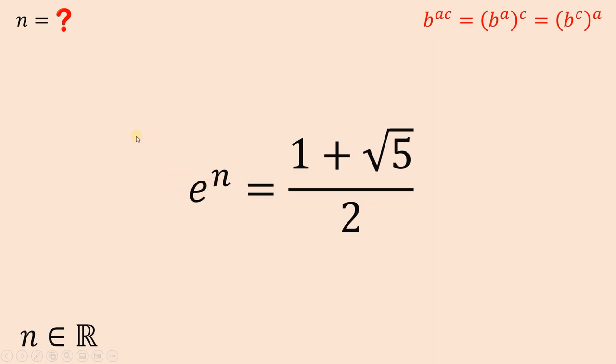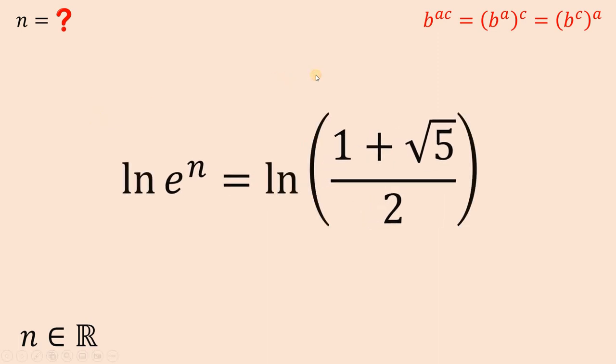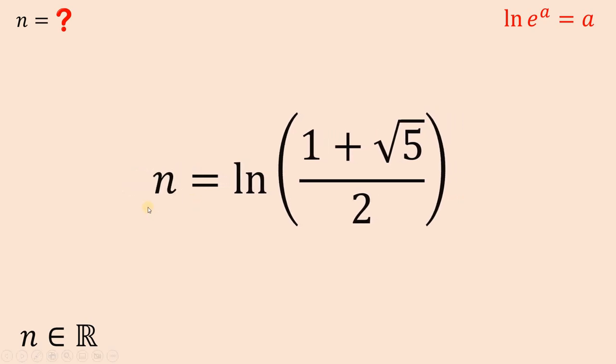Now, to solve for the value of n, let's take the natural log on both sides. Now, take note that if we have ln of e raised to the power of a, it is equivalent to just a. Therefore, the left-hand side of our equation is simply equal to n. Therefore, the only real value of n must be equal to the ln of 1 plus square root of 5 over 2.